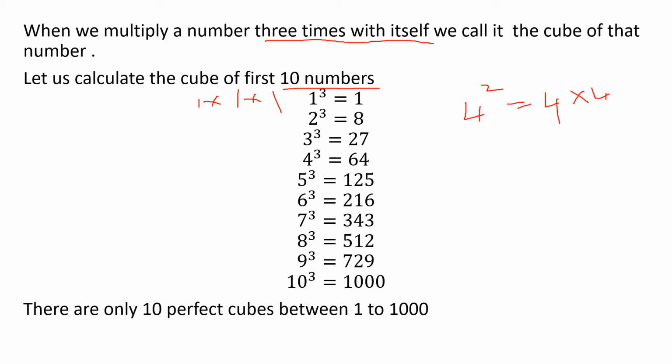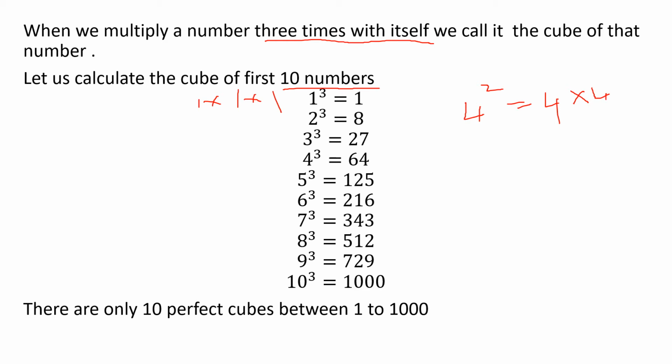So 1 cube, what is the value? 1. 2 cube, 2 into 2 into 2, 8. 3 cube, 27. 4 cube, 64. 5 cube, 125. 6 cube, 216. 7 cube, 343. 8 cube, 512. 9 cube, 729. And 10 cube, 1000.